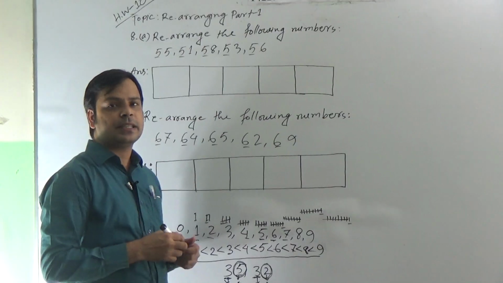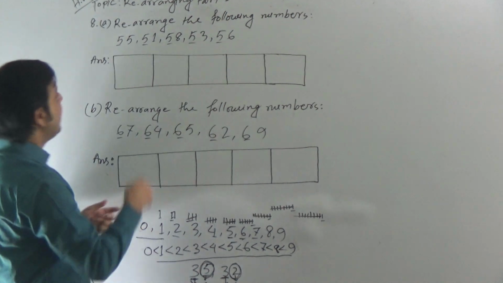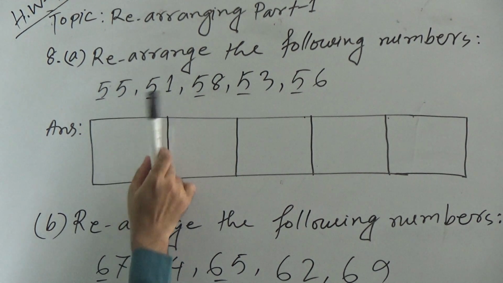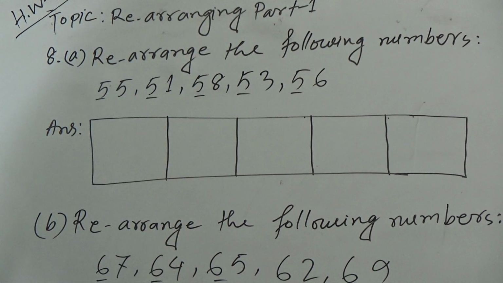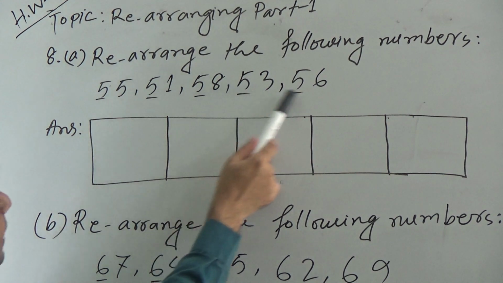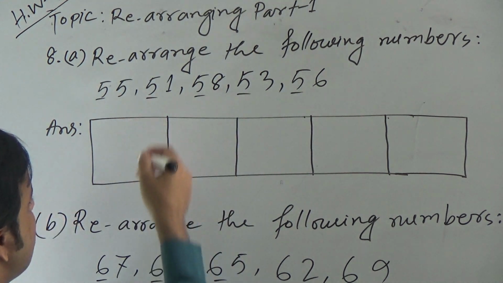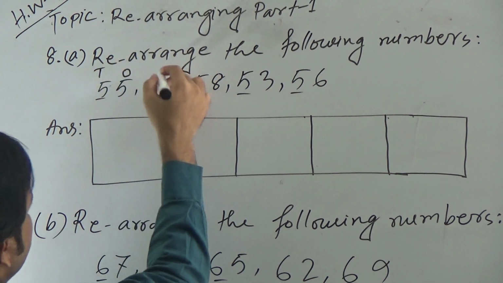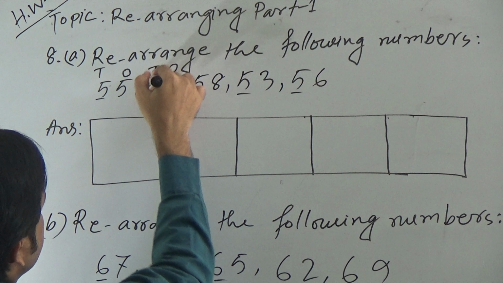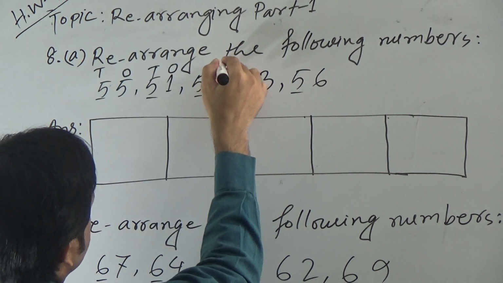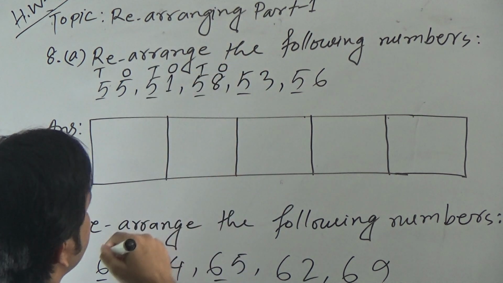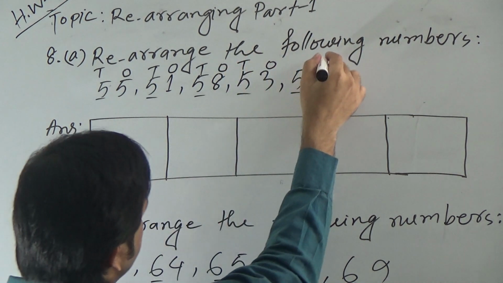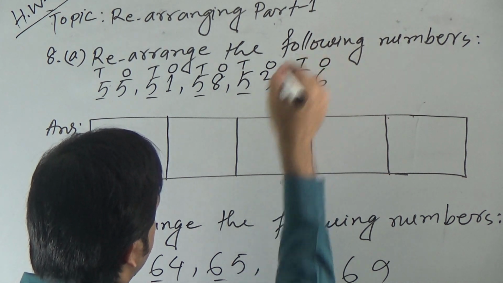Dear students, to arrange the numbers, we have to find the smaller number from the ones place of the given numbers. Now see, the ones place is 5, tens place is 5. Ones place 1, tens place 5. Ones place 8, tens place 5. Ones place 3, tens place 5. Ones place 6, tens place 5.